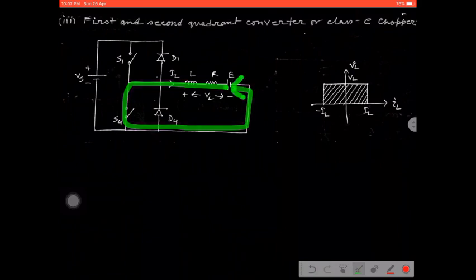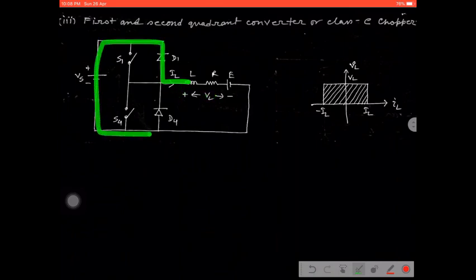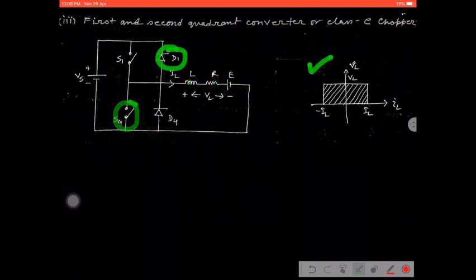Then the inductor gets charged, and the inductor polarity is this one. When the inductor tries to discharge, it changes its polarity. Then the inductor current starts flowing through this path, right? So that means S4 and D4. In both cases, it will cover both operations. So this is all about the class C chopper.